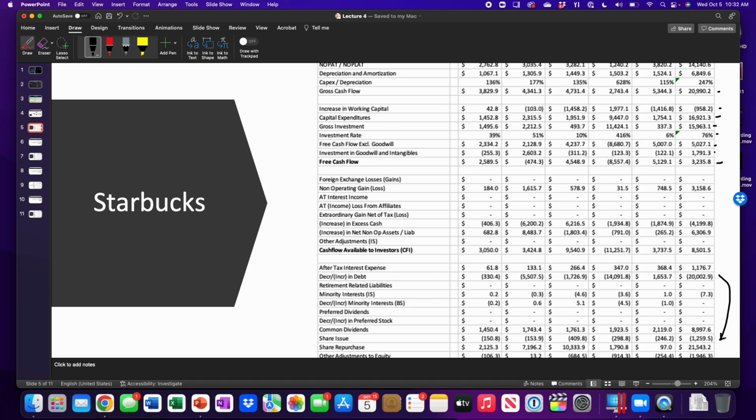Does everybody see how I'm making those conclusions? All right, that's a CFI analysis. Questions about CFI? Let's look at Target.